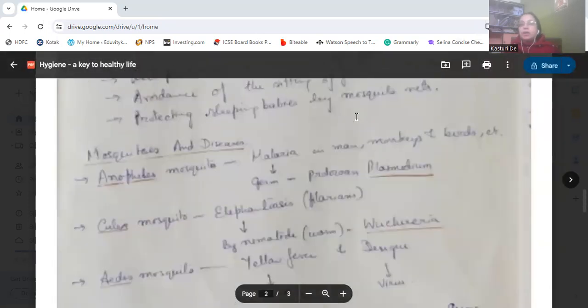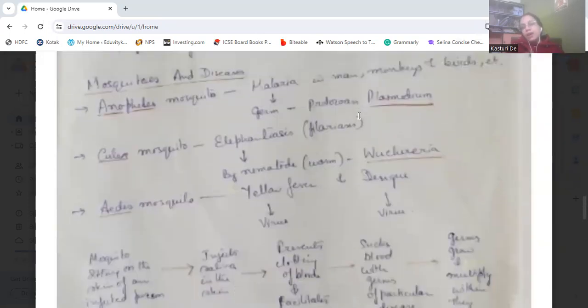This can again be controlled. We should keep a mosquito net. Babies who are sleeping should be protected with a mosquito net. We should not allow mosquitoes to sit on our body. DDT and other insecticides should be sprayed. The same is used for controlling mosquitoes.